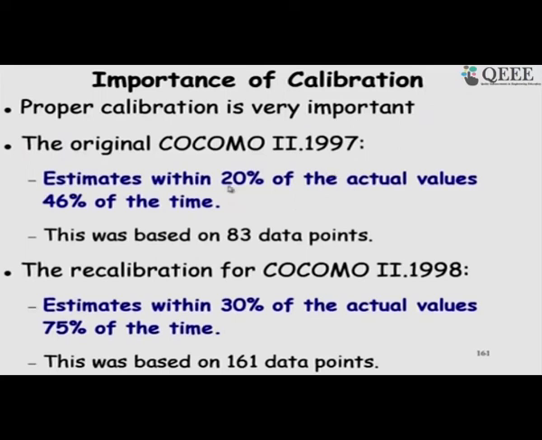So, the original COCOMO evaluation of this in real projects: within 20% of the actual values 46% of the time, based on 83 case studies that were considered. And then recalibration, so adjusting the different parameters, gave within 30% of the actual values 75% of the time. So, for the rest of the time, more than half the time we got widely off the mark. So, here 75% of the time we got less than 35%.